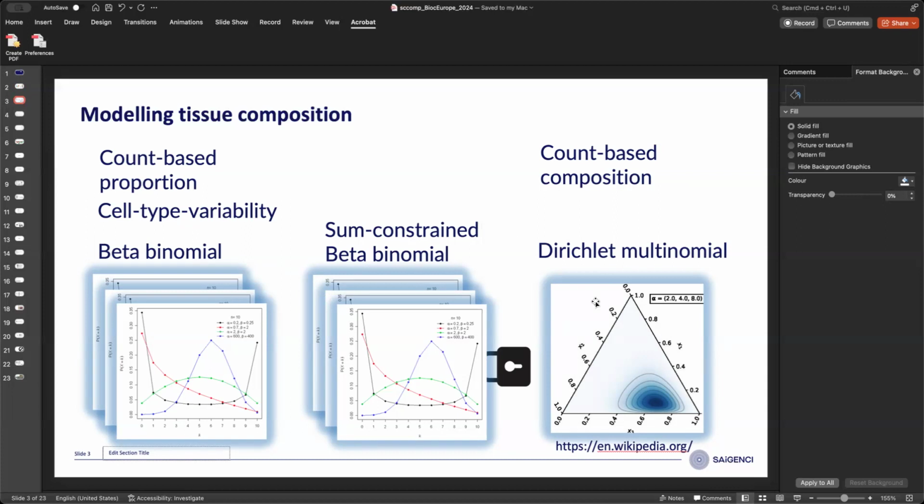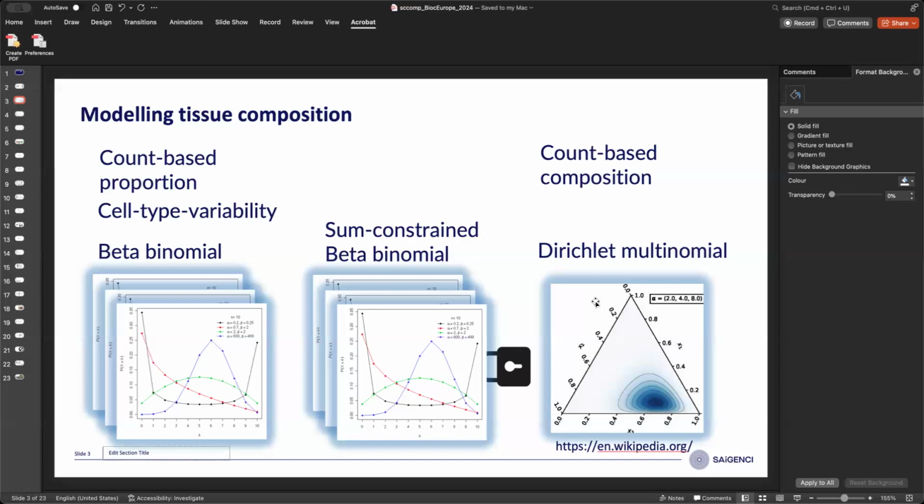On the other side, there is the Dirichlet multinomial, which is by definition a compositional distribution, also works with counts and underlies proportions, but is not as flexible. So there is just one parameter that defines the spread of all components of the distribution, whereas the beta binomial is not compositional, but on the other hand is very flexible. So each distribution can have a different spread. And I will show you later on that neither is optimal. So you need flexibility, but also you need compositionality.